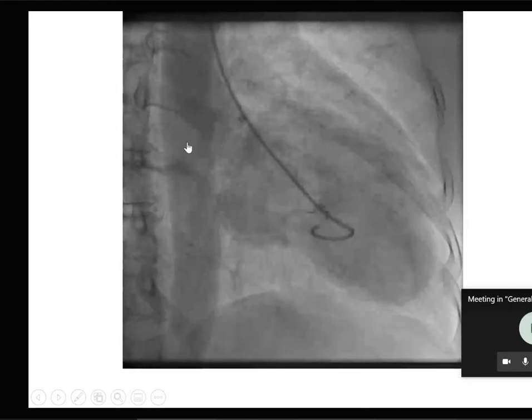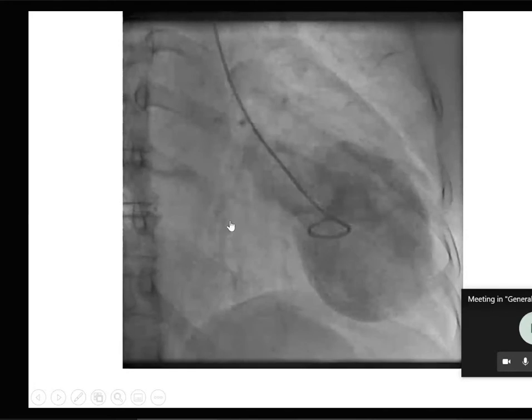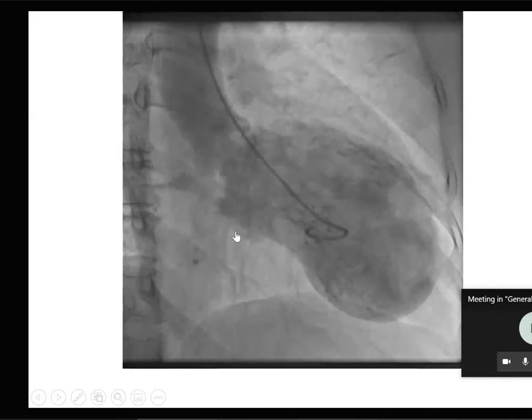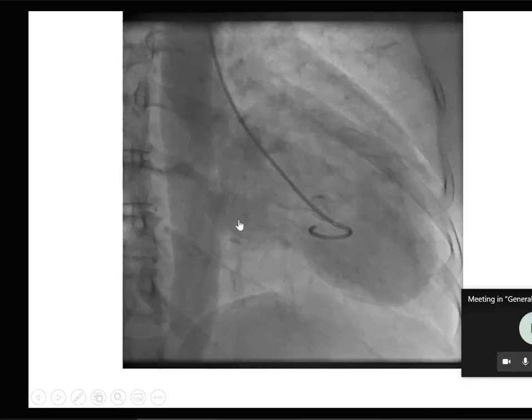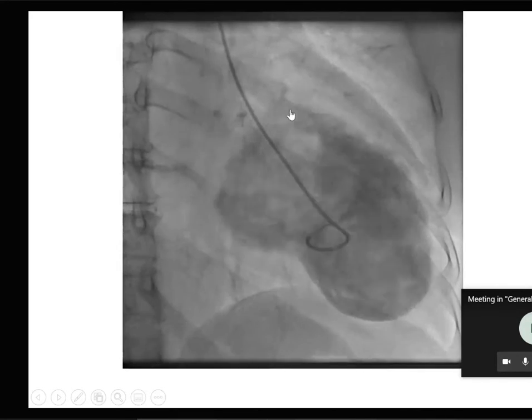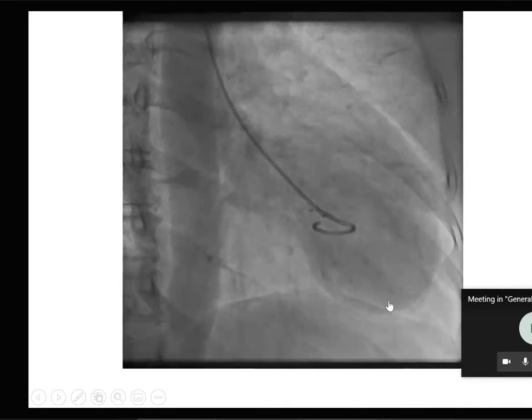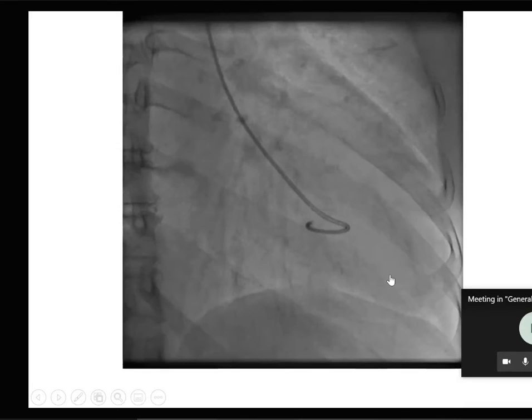Okay, so what is the finding? The basal segments are contracting normally or abnormally? Hypercontractile. Basal hypercontractile. Normally contracting, but the apex is hypokinetic, not contracting, and ballooning out.